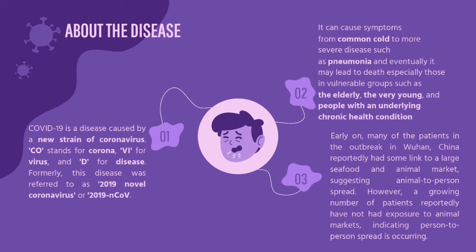Early on, many of the patients in the outbreak in Wuhan, China, reportedly had some link to a large seafood and animal market, suggesting animal-to-person spread. However, a growing number of patients reportedly have not had exposure to animal markets, indicating person-to-person spread is occurring.